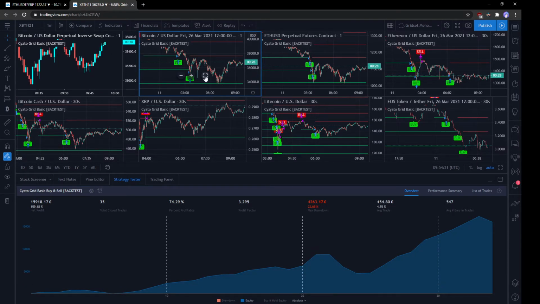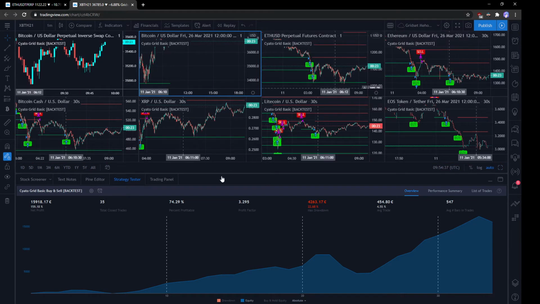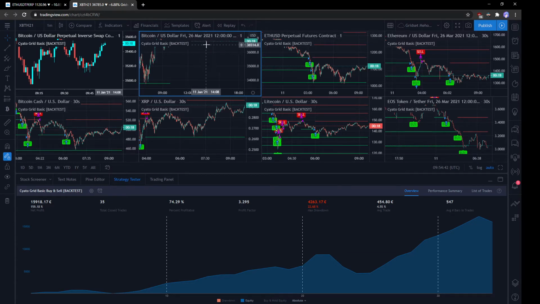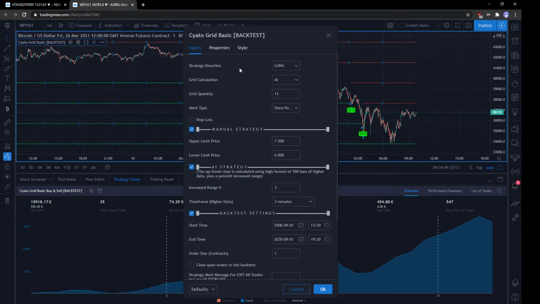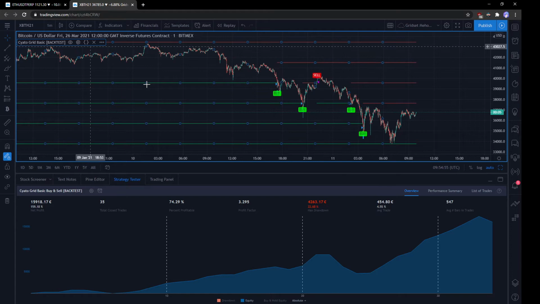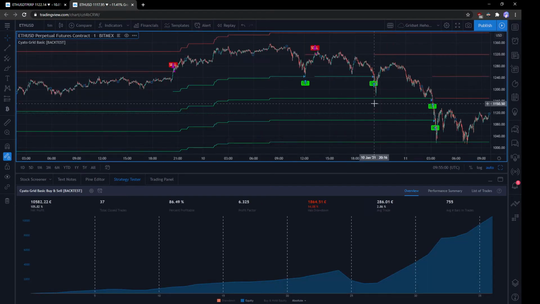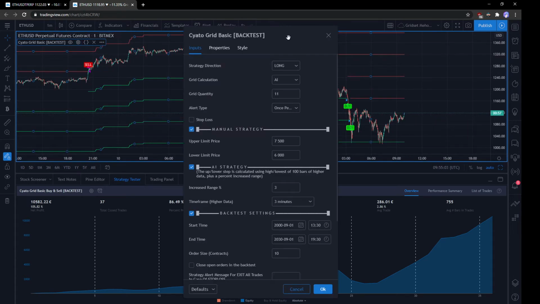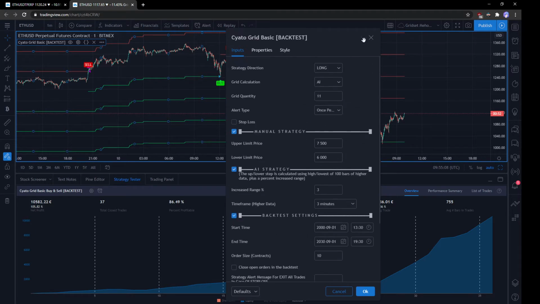So here we got another grid setup. We only got grid setups on this chart, so the principle is going to be the same. Once again on the 1 minute, this is basically the same thing. So I'm going to change to this one. Yeah, I think he used the same settings for all the strategies.